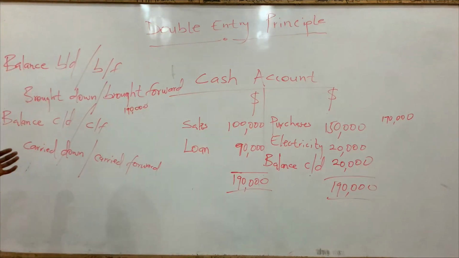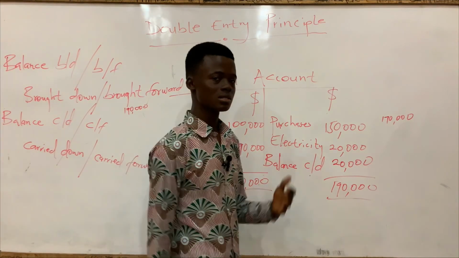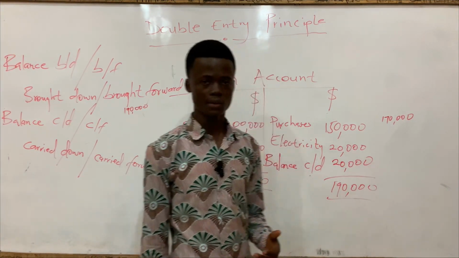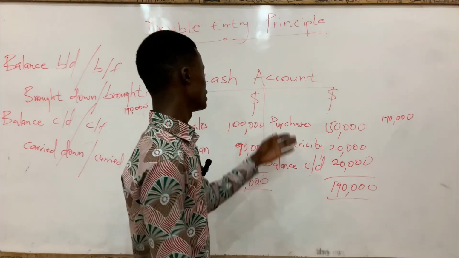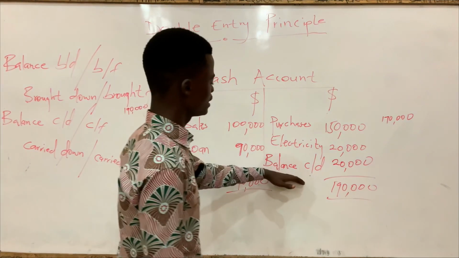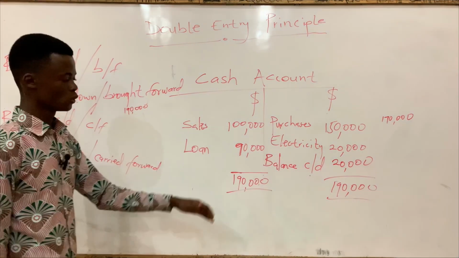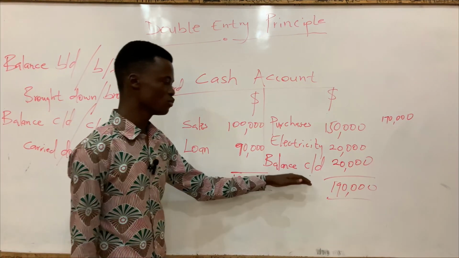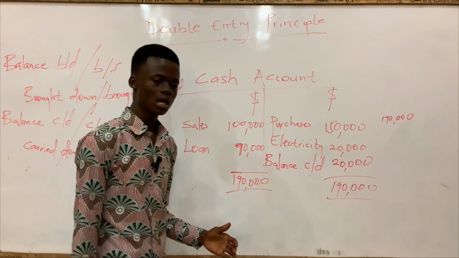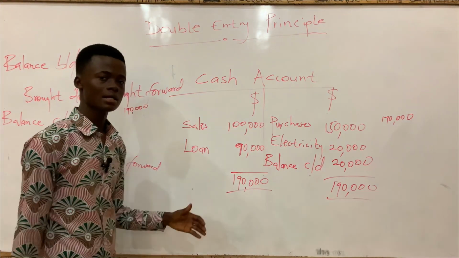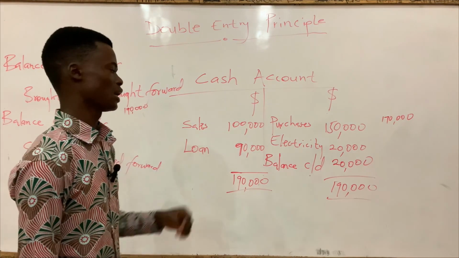The balance C/D or C/F, on the other hand, also represents the closing balance of an account, and it is always on the side with a shortage. So in this case, our balance C/D is on the credit side, and that is the side with a shortage. So automatically our balance B/D will be on the debit side, because we are saying that our balance B/D is always on the side with a greater total, and that represents the opening balance of the account.